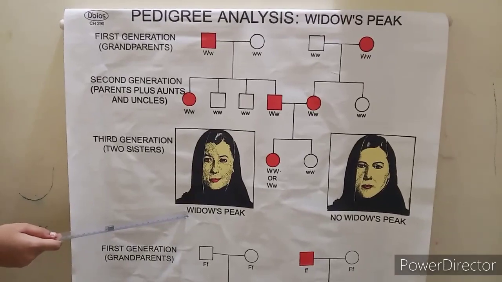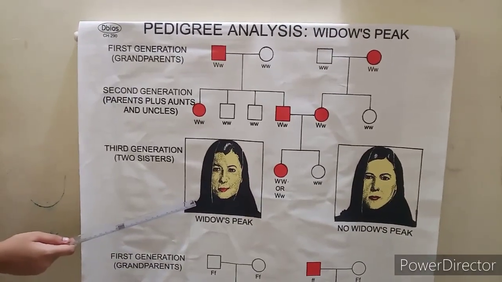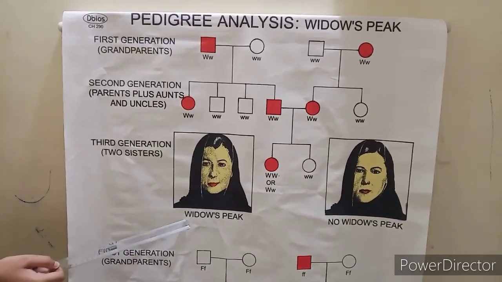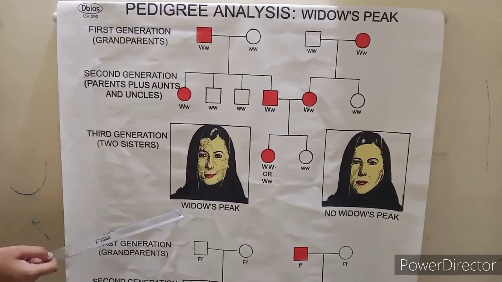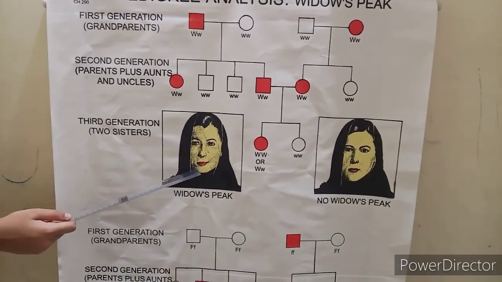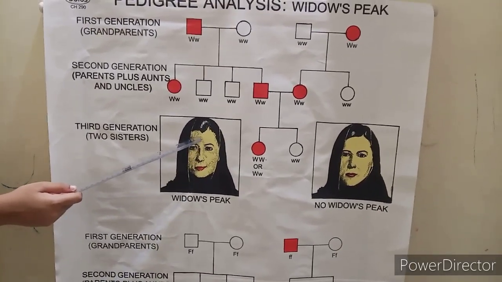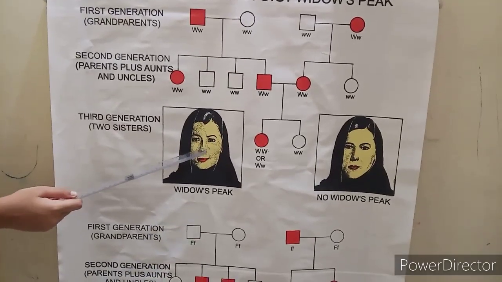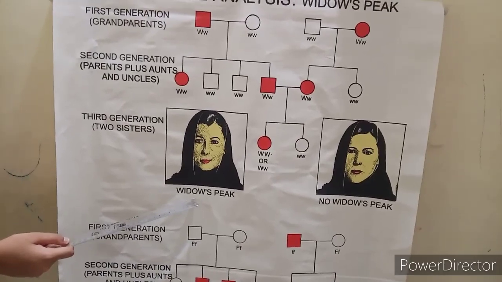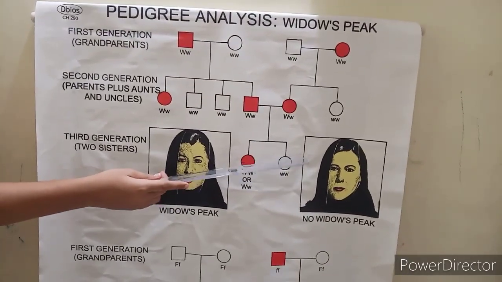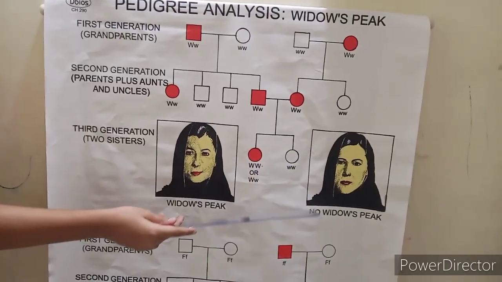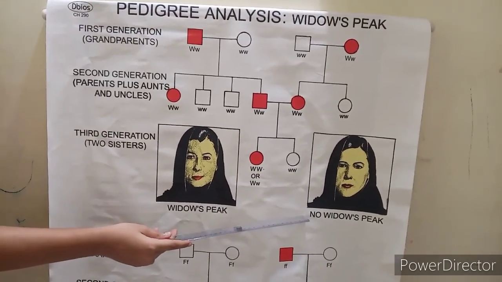The next trait that we are going to study is the widow's peak. Now, what is widow's peak, children? Look at the forehead. You can see here that the lady has a V-shaped forehead. The hairline is V-shaped, so this is called widow's peak. And in the second picture, you can see that the forehead has a straight hairline, so the widow's peak is not present in this.